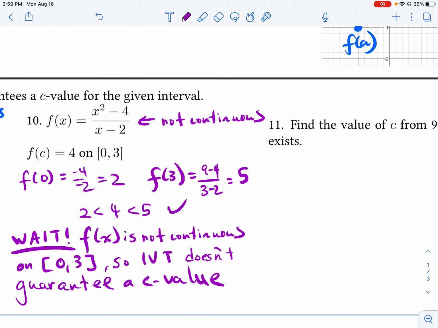Now, had the same problem been given on something like 3 to 7, for example, then IVT would work, because the only place where this function is not continuous is at x is equal to 2, which is not within this interval. So had I given you another interval, then possibly IVT could guarantee a C value such that f of C is equal to 4, because it would have to be between that range, between 2 and 5.